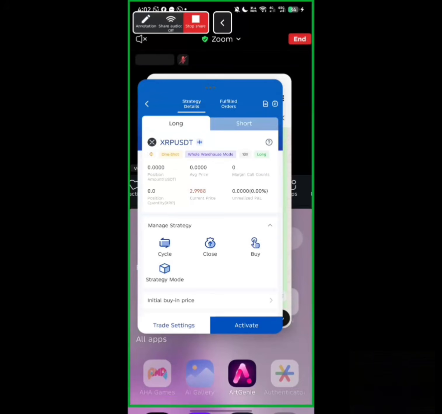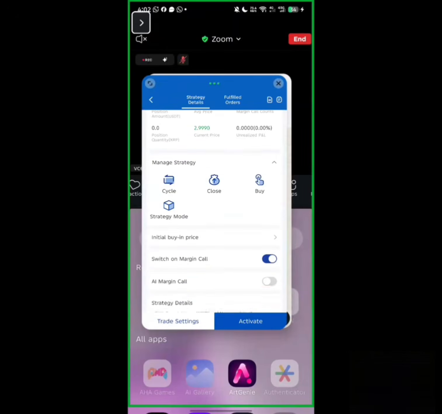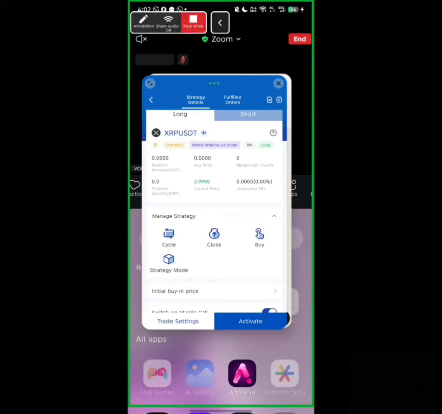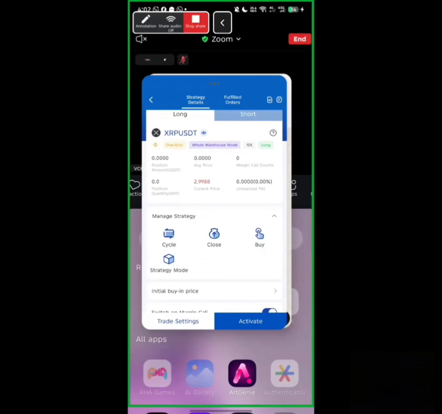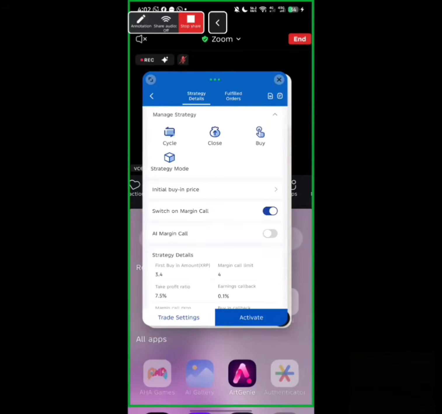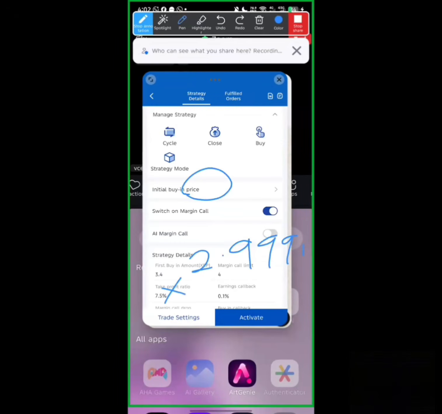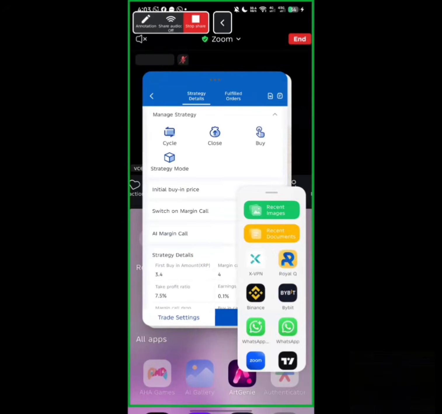Once that is done, the next thing is just for you to click on activate and activate the trade. Then you can see the current price of the coin. The current price that the coin is sold at right now is $2.9991. So 2.9991 times this 3 point something that I'm buying. I'm buying 3.4 pieces. So these are 2.999 times 3.4 pieces. Let's use the calculator and see what it will give us.